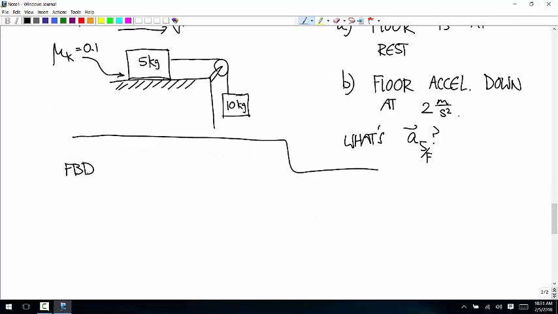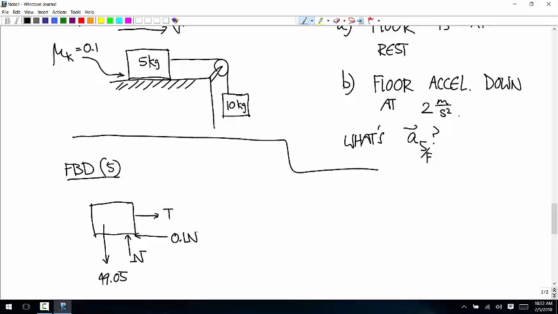Okay, so free body diagram of the 5 kilogram box. There's a cable tension. There's a weight of 49.05. There's a normal force. I'll call that N. I guess that's the only normal, isn't it? And then the friction force is opposite the velocity, so that's going to the left with a magnitude of 0.1 N.